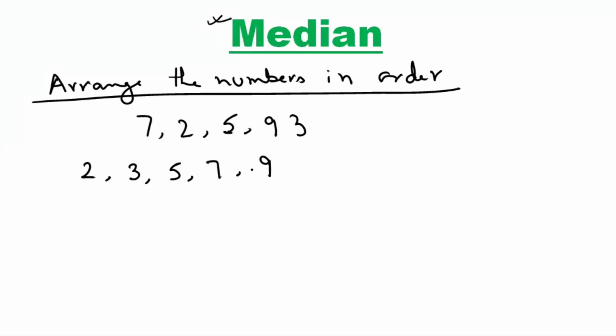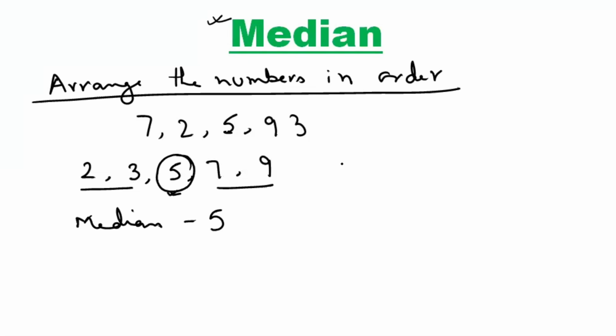1, 2, 3, 4, 5. 2, 2. What is left? 5. So this is the middle number. Here is one pair of numbers, here is another pair of numbers, and this is left in the middle. So the median will be 5. Understand? How can we find the median? The middle number will be the median.